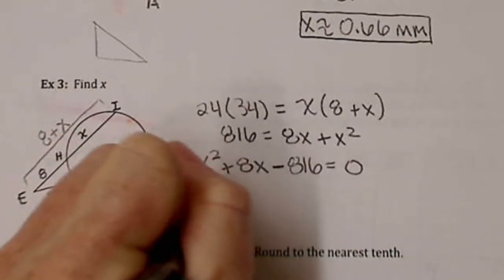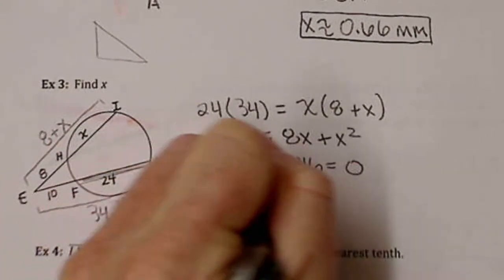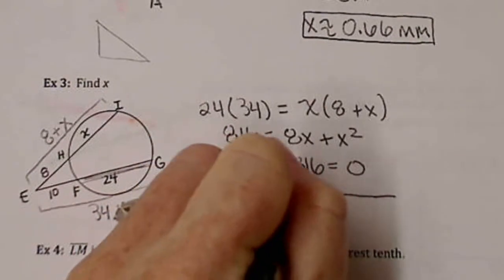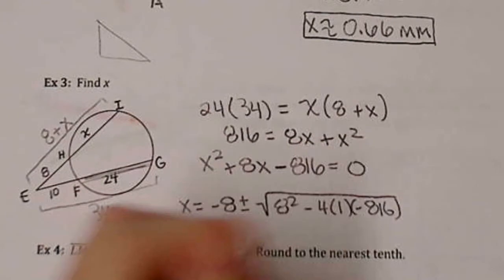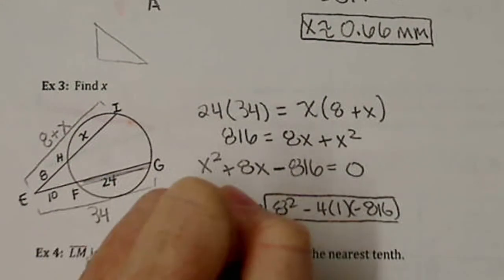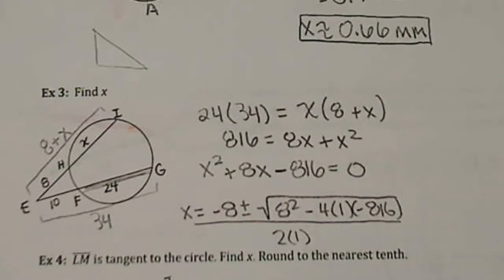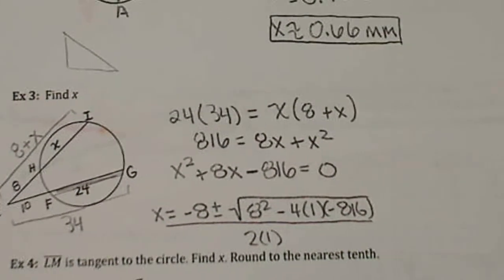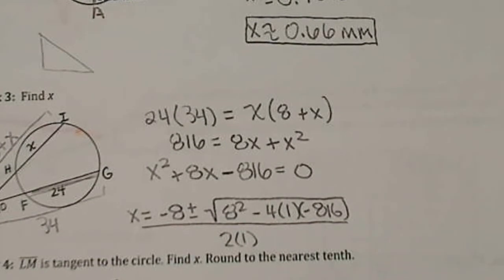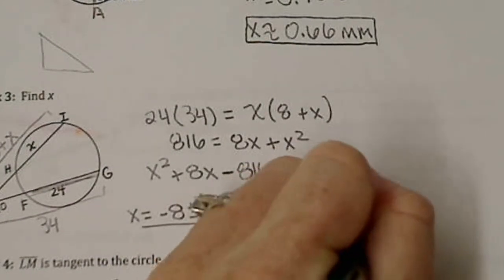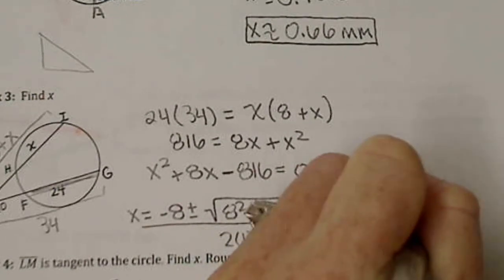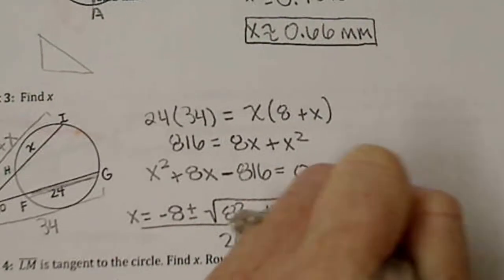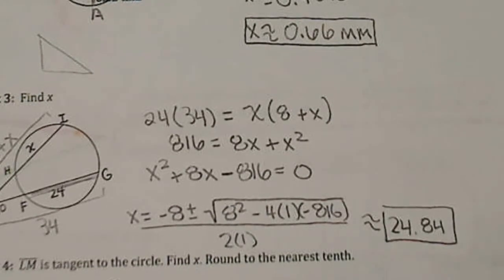x equals negative b plus or minus the square root of b squared minus 4ac. Can't write as fast as I think. All over 2a. Use your calculator. Go ahead and evaluate that. Make sure you're very careful as to what you put parentheses around. And you will see this comes out to be about 24.84. That is what x is.